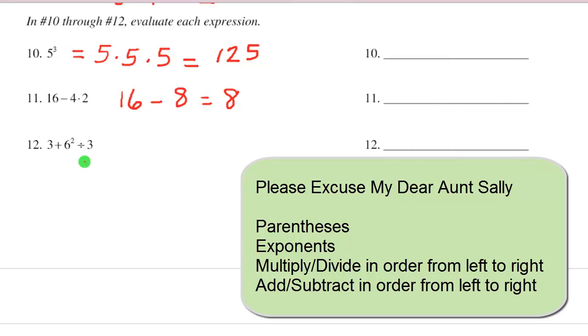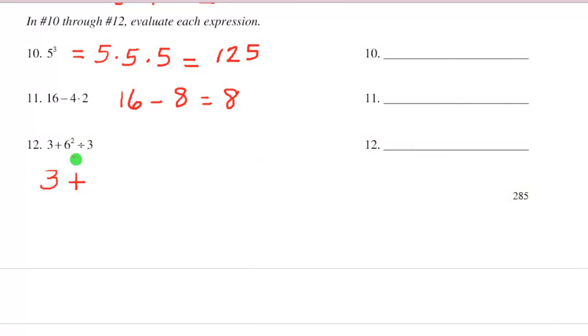In number 12, you've got addition, division, and exponents. So the exponent has to come first. And 6 squared is 6 times 6, or 36. We're going to divide next. Division is going to come before addition. So 36 divided by 3 is 12. And then 3 plus 12 gives us our answer of 15.